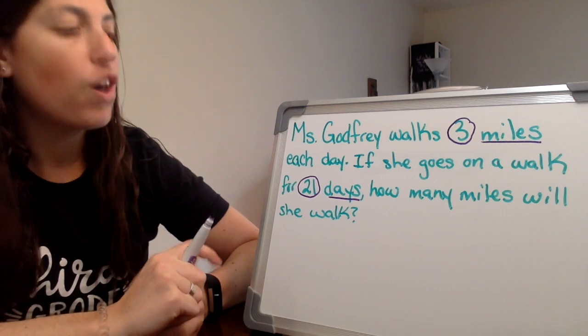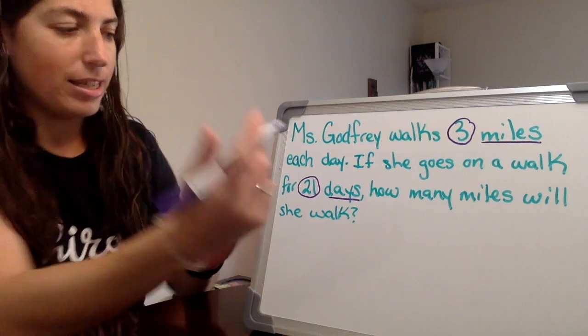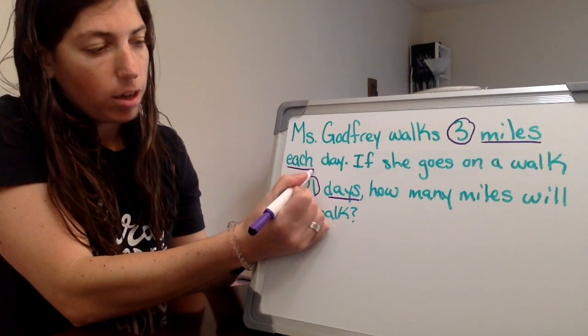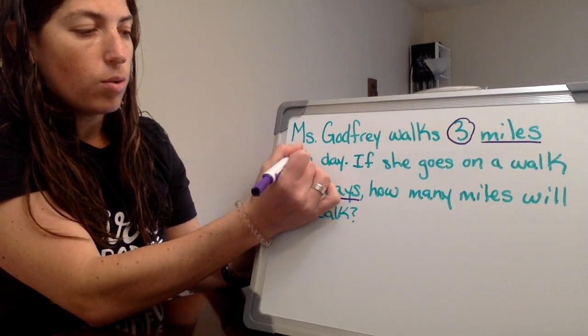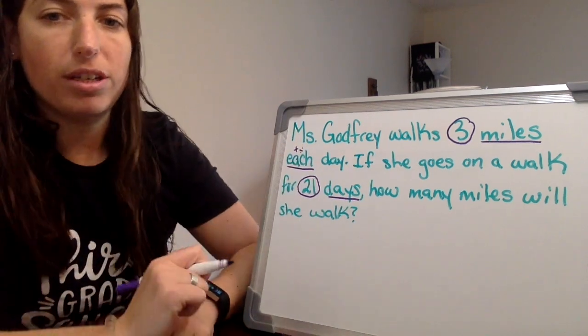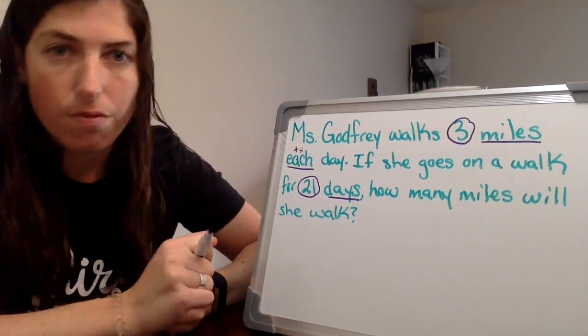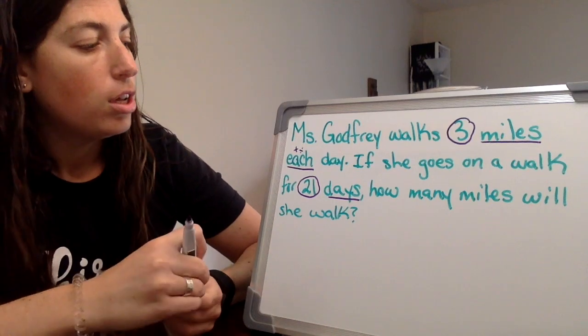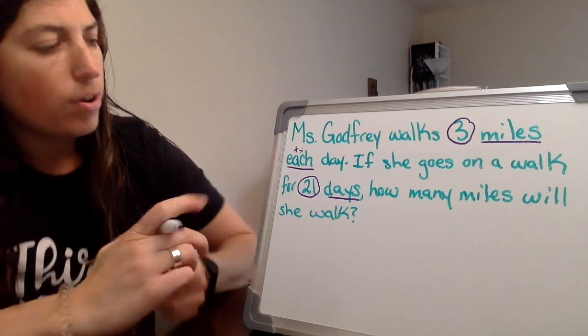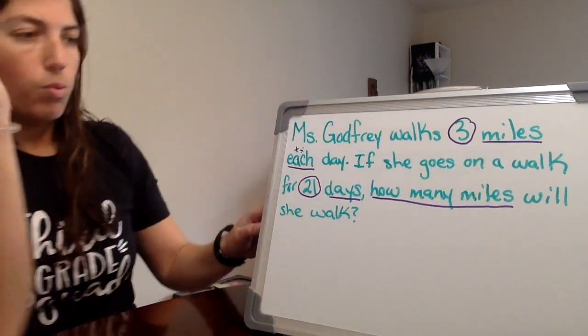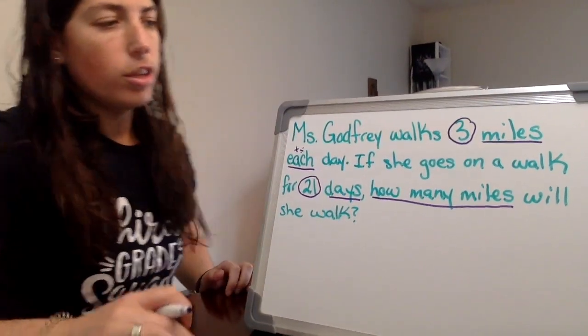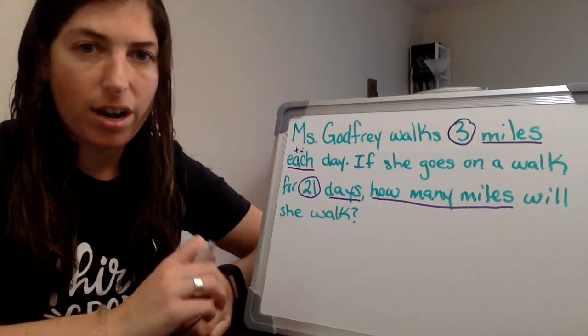So the first word that pops out at me right away is this big word each right here. Because when I see that word each, I know that we are either multiplying or dividing. Those are my two options. That word each is very, very important. I'm looking to see, okay, my question is asking how many miles will she walk? I think I have all my important information right now.